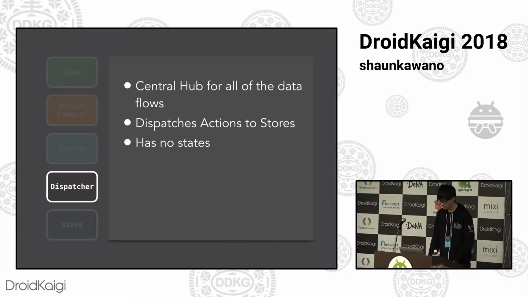And dispatcher, it's the center of all the data flow in Flux architecture. Dispatcher dispatches action to store. So dispatcher is kind of like a bridge between the view side of the application and the store side, the data side of the application. So if dispatcher doesn't dispatch anything, there's no data flow in the application. And of course, dispatcher doesn't have any state as well.